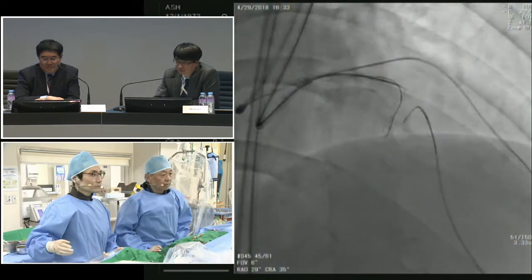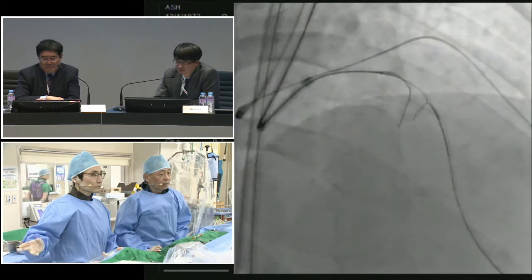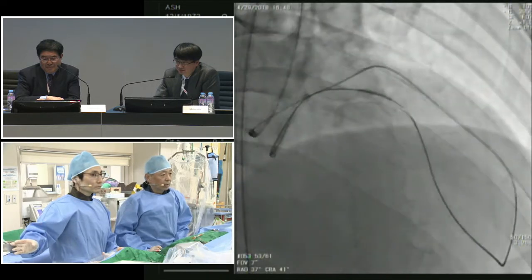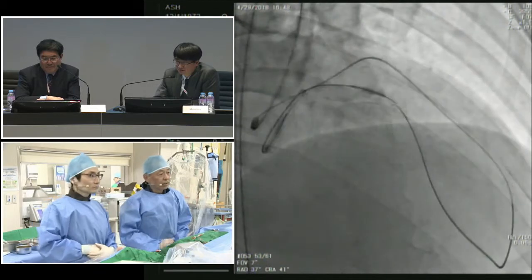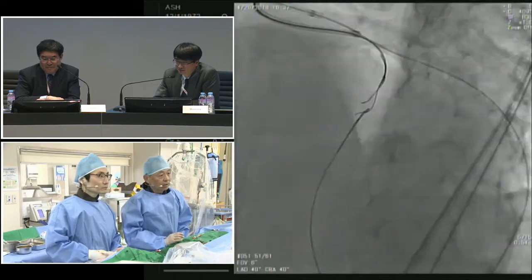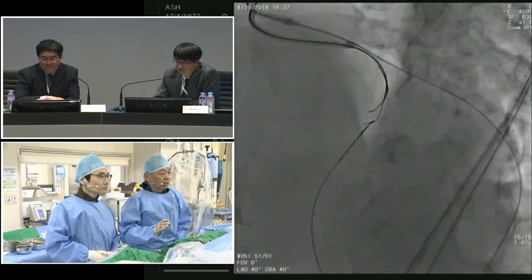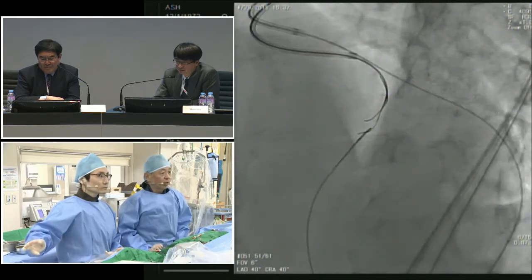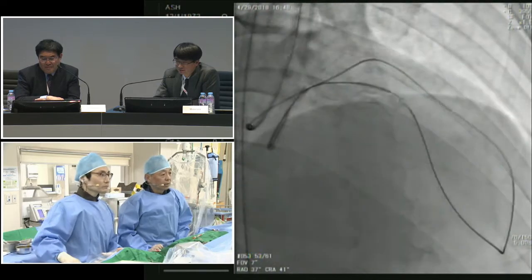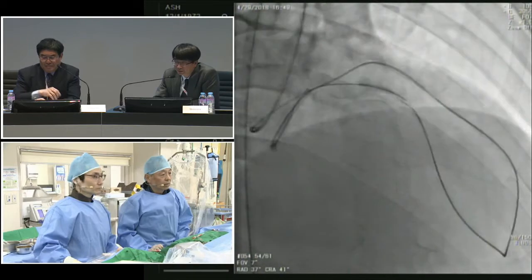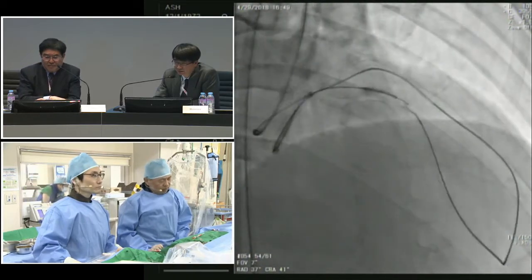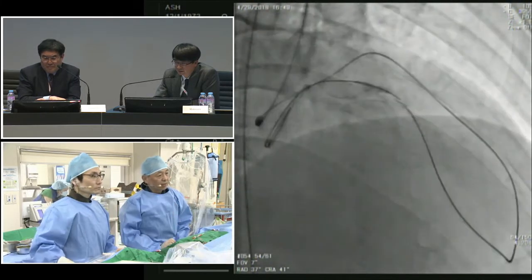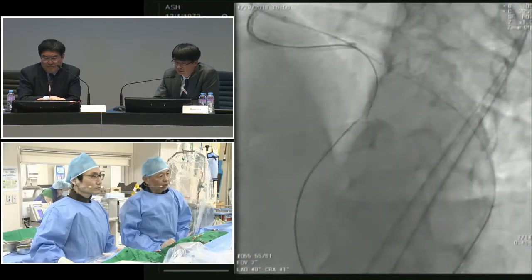One back, please. I delivered the Corsair catheter until the distal exit of the CTO region, and after that, I delivered a 2.0 balloon system. Okay, like this. 2.0. 2.5 is too big, I think. If this site is subintimal space, I want to avoid 2.5 balloon selection.